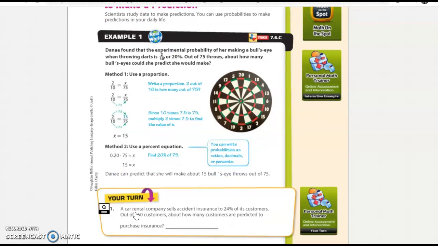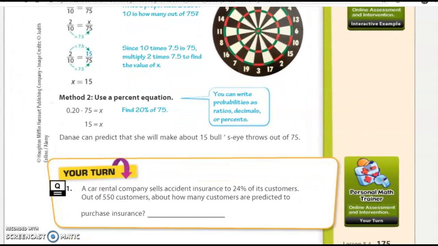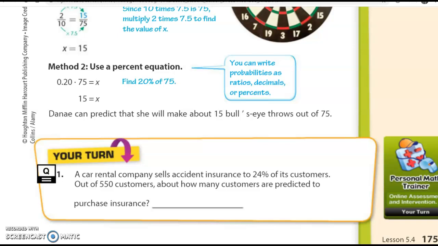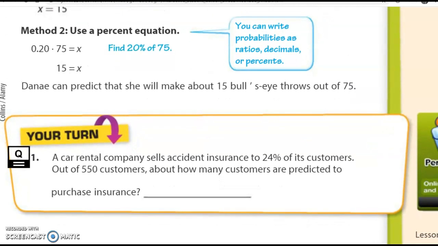All right. So as I mentioned a moment ago, businesses can use data like this to actually help them project their profits, etc.